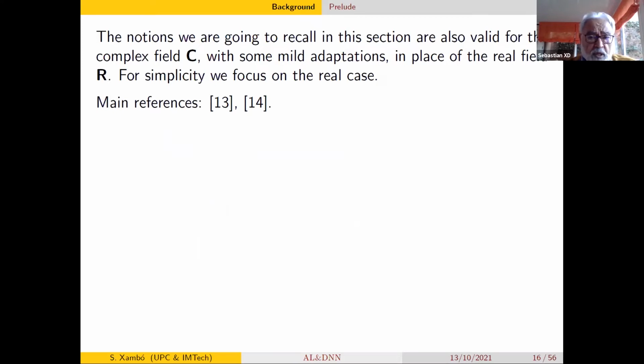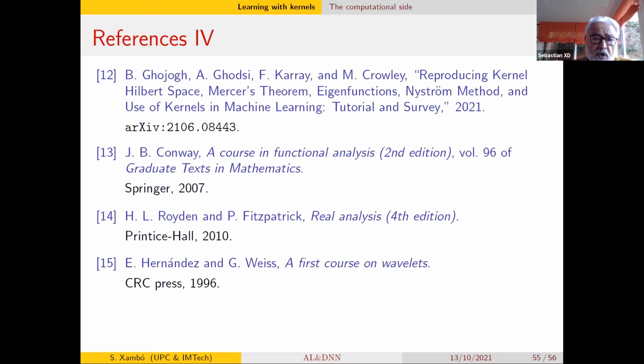Again, I will only consider real vector spaces, and everything can be adapted easily to complex vector spaces. Well, you have to take into account the conjugation in C, but if you know the real case, the complex case is much easier. Main references I take, because there are things that I'm not going to prove.